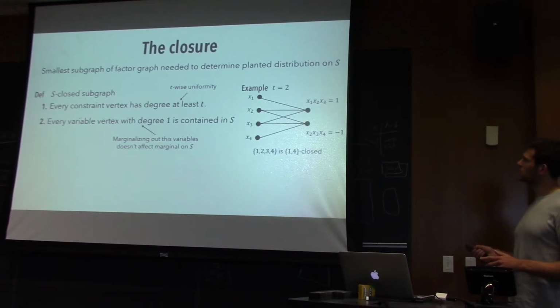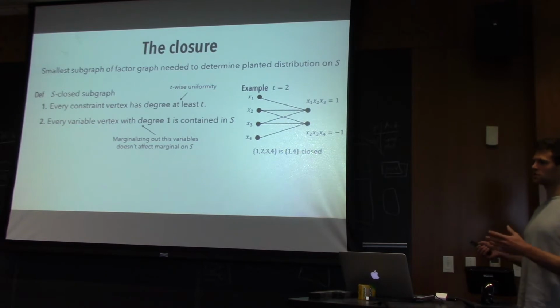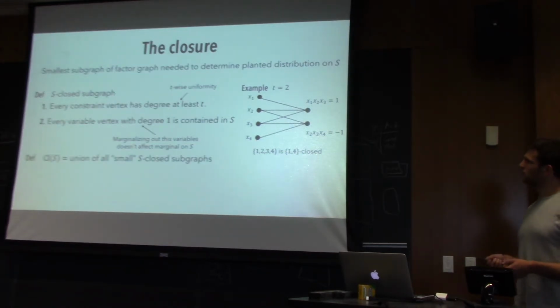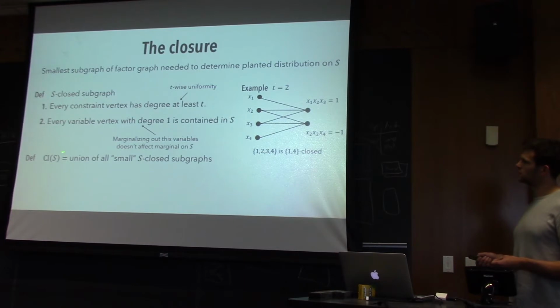So here's an example of a 1-4 closed subset. If you take everything, it's 1-4 closed, because these guys have degree 1, and these guys have degree at least 3. Oh, t equals 2, sorry, we have degree at least 2. If we had taken this larger set on the previous slide, maybe we would have been okay. So motivated by all these things, we're going to define the closure of S to be the union of all small S-closed subgraphs. I'm not going to say what small means, but it's just some parameter.